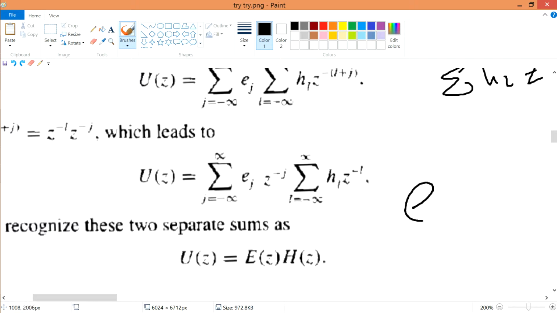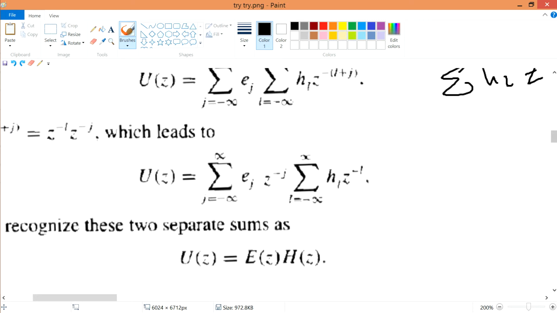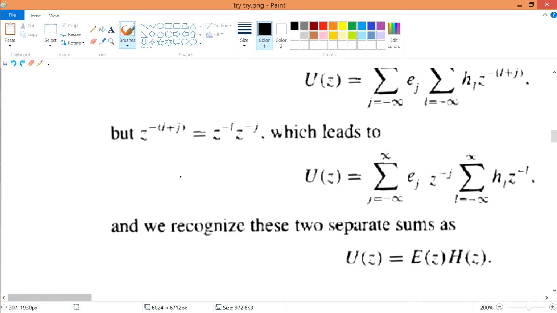I can also have e with a smiley face, the summation from smiley face equals minus infinity, and then z to the minus smiley face, that's all. It's the same thing. I can just write anything, but it still means the z transform. Therefore I'll just leave you with this concept.